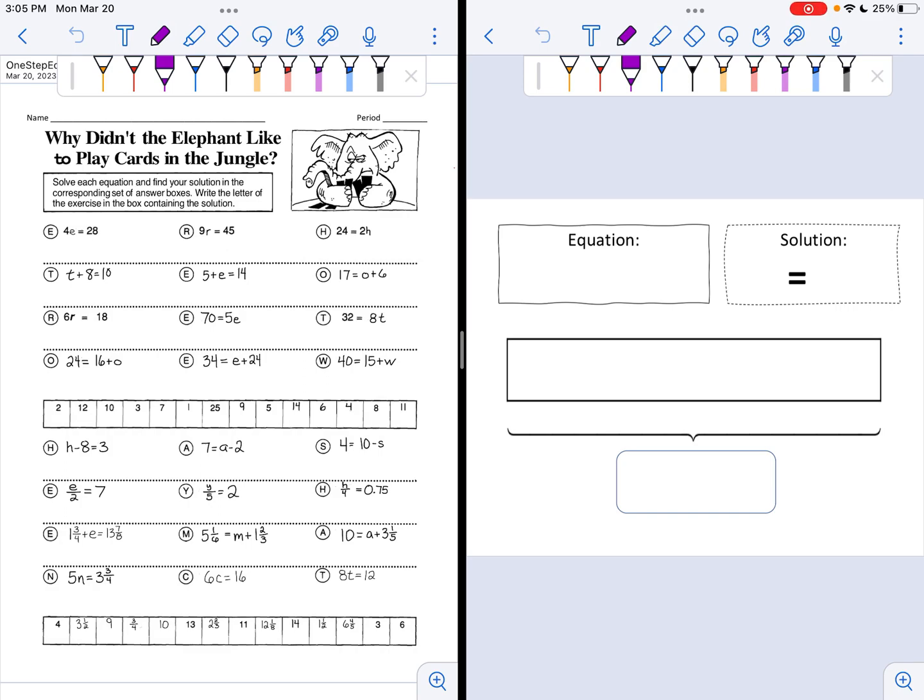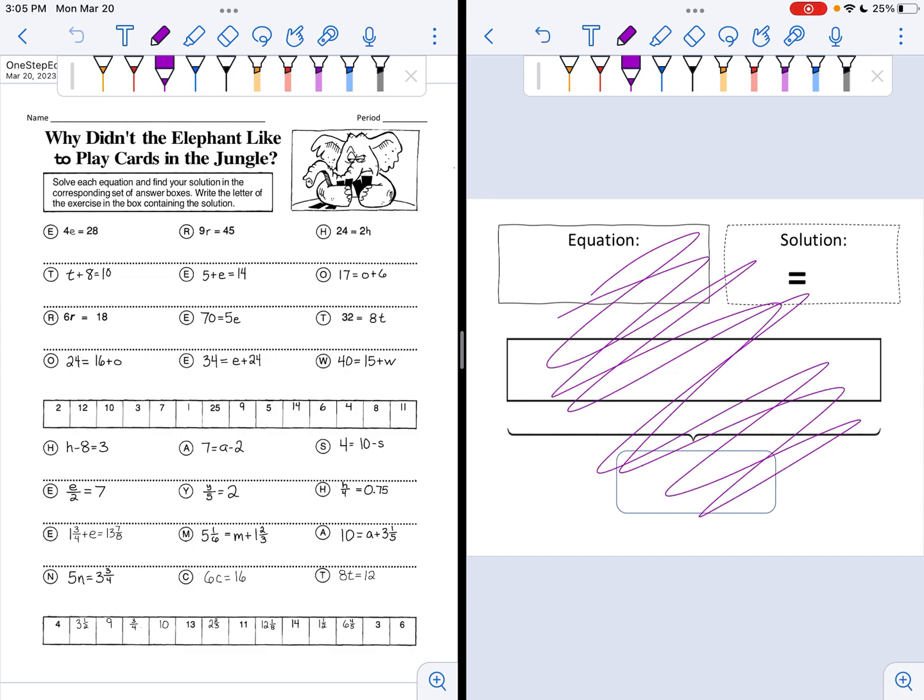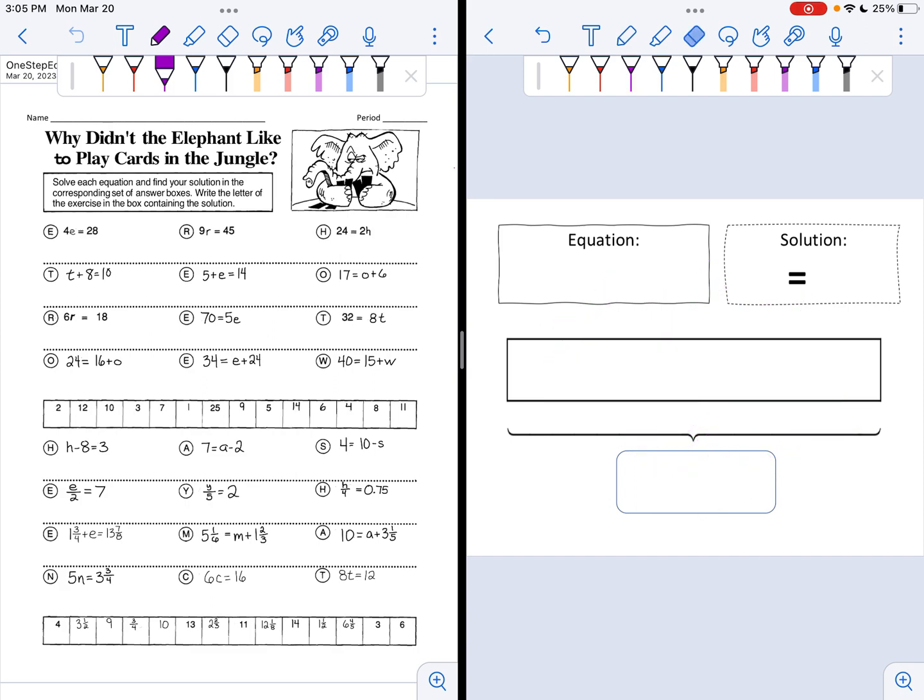Now we're ready for our in-class assignment. The paper that you have in front of you is on the left, and on the right, I have an equation tape diagram. You've used this with me in small group. There's a PDF of this document in Schoology, so you can use it to help you solve each equation.